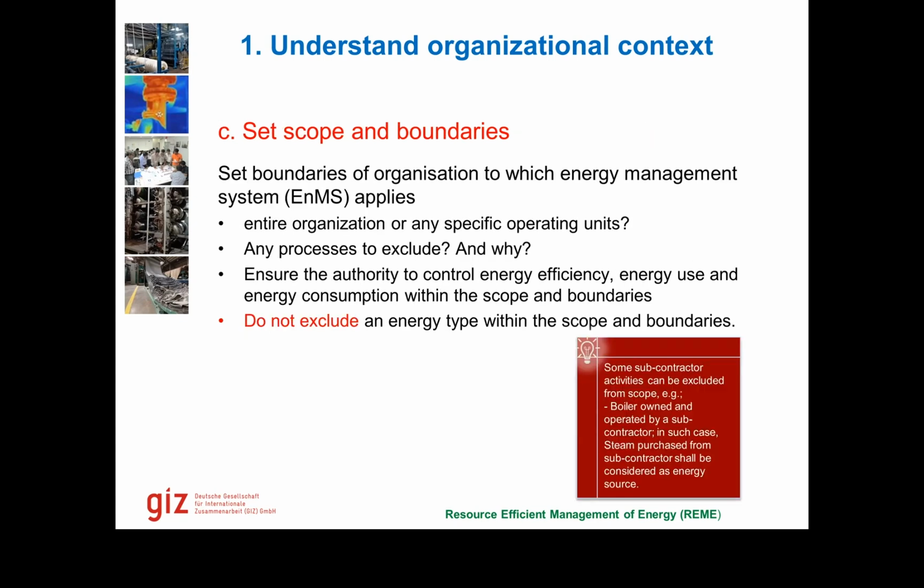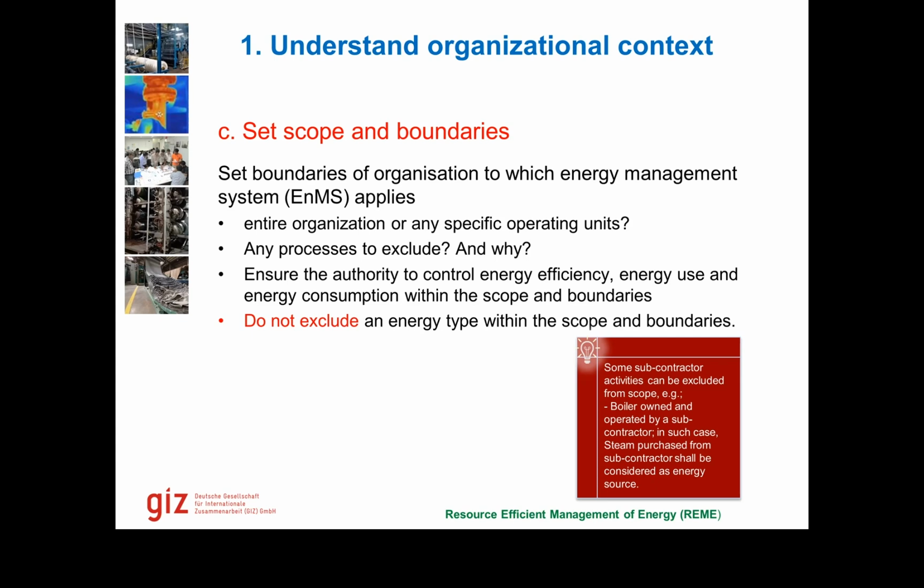Then we come towards setting scope and boundary. So it is very, very important to set boundaries of where our energy management activities or energy efficiency activities would focus on. And here it is important to understand what is actually in our authority to control. So if a factory, for example, is purchasing electricity from the grid, emissions of the grid are not under their control. So they cannot do anything about that.